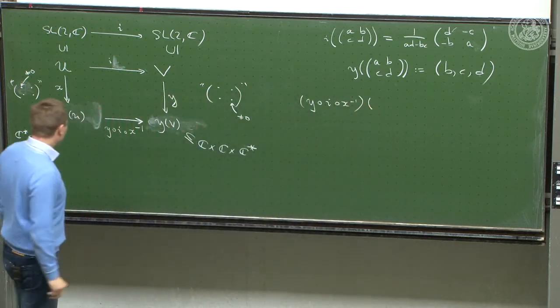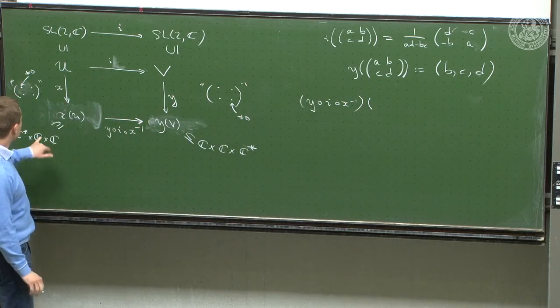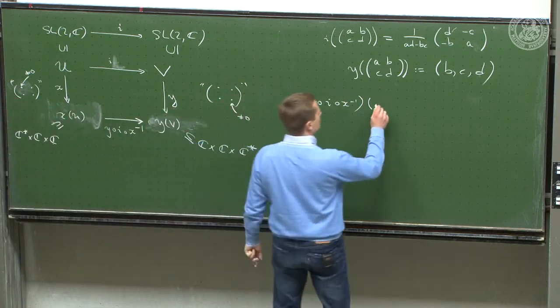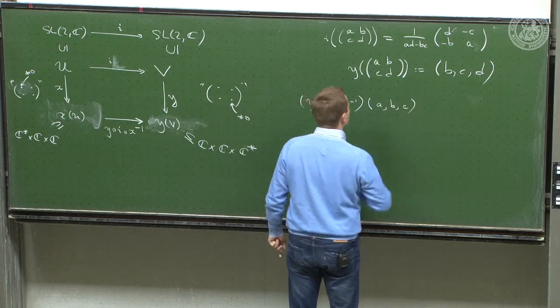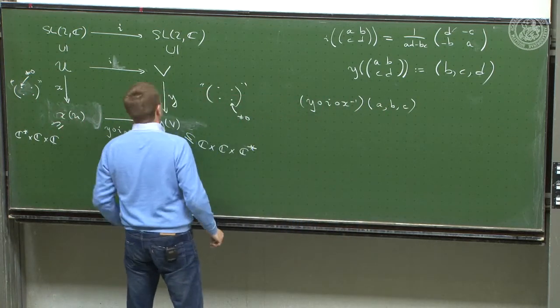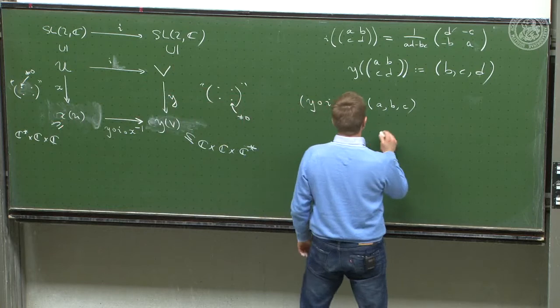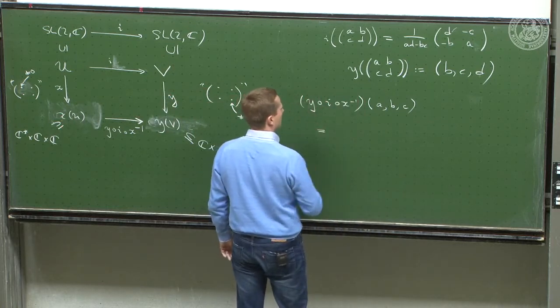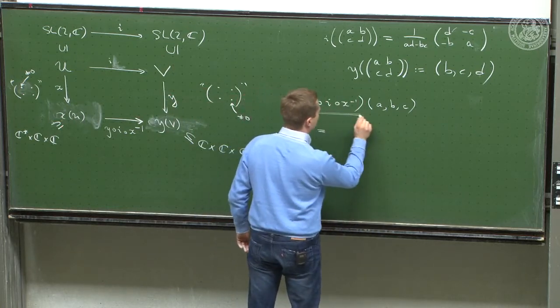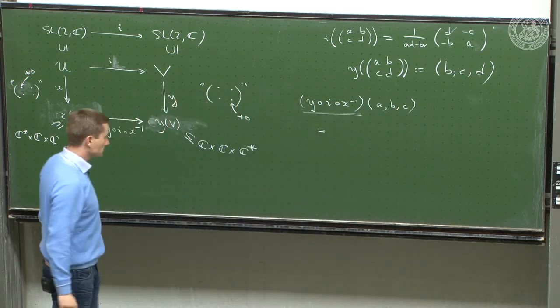What does this eat for breakfast? It eats guys in here, so we call them ABC. It eats coordinates in here, images there. Okay, so this equals, what is this? So we want to learn about this guy by virtue of its action.